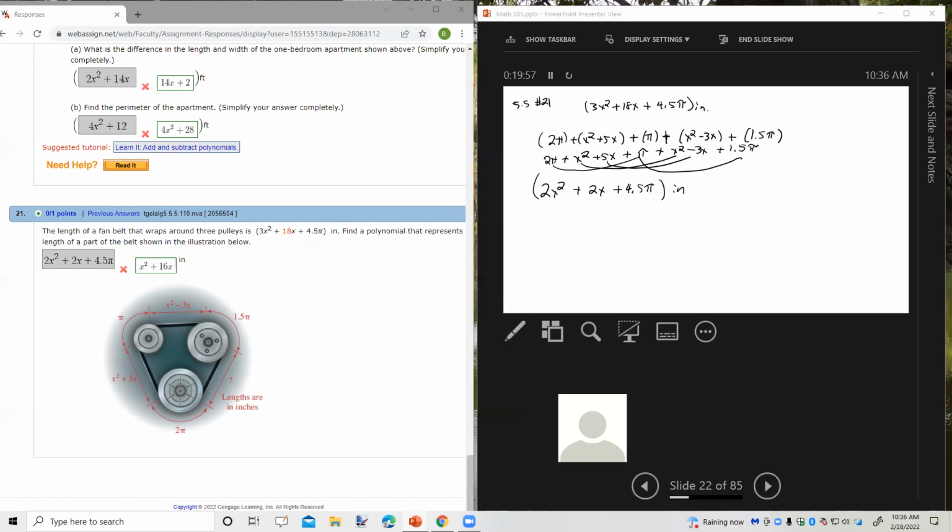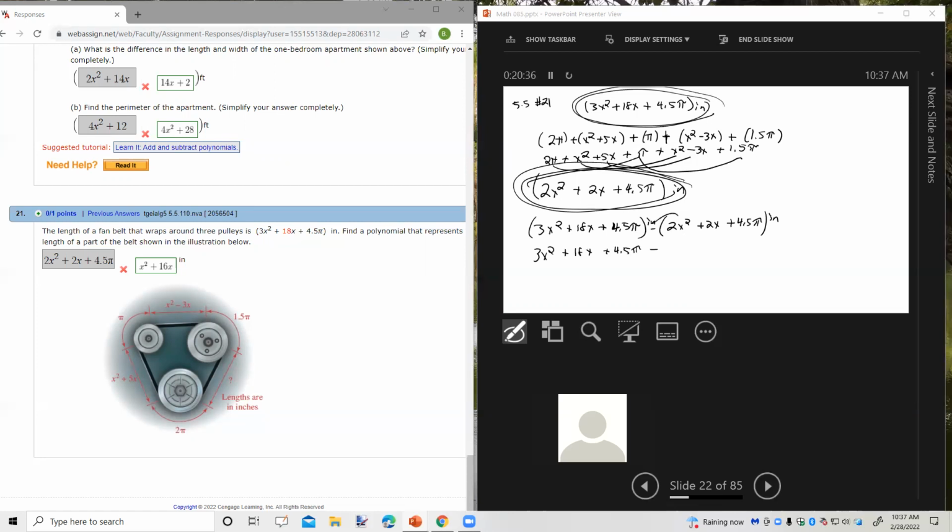So now we've got the perimeter of the whole thing, and then the perimeter of everything but the missing piece. So we're going to take this and subtract it from that. So we're going to have 3x squared plus 18x plus 4.5 pi minus the quantity 2x squared plus 2x plus 4.5 pi, and these are all inches. So that gives us 3x squared plus 18x plus 4.5 pi minus 2x squared minus 2x minus 4.5 pi, which is x squared plus 16x, and the 4.5 pi minus 4.5 pi cancels. So we've got that many inches.